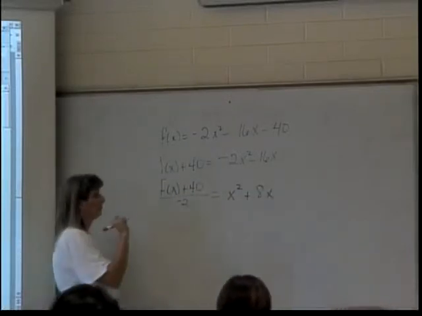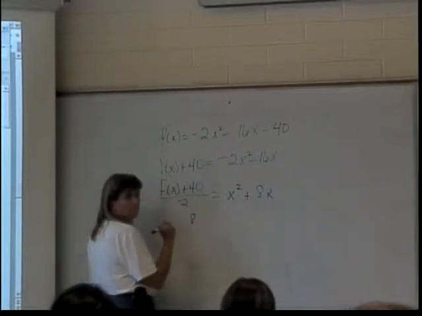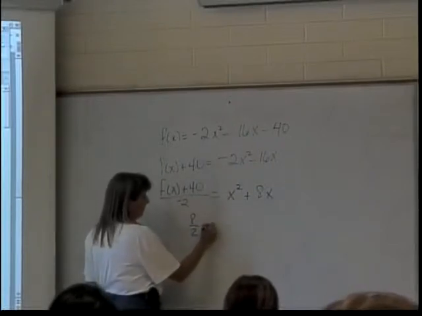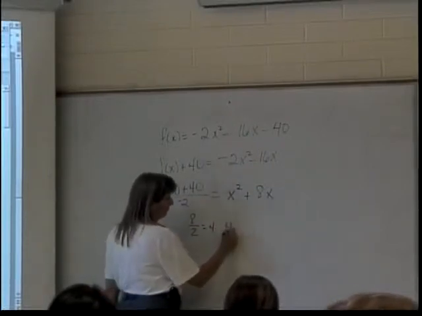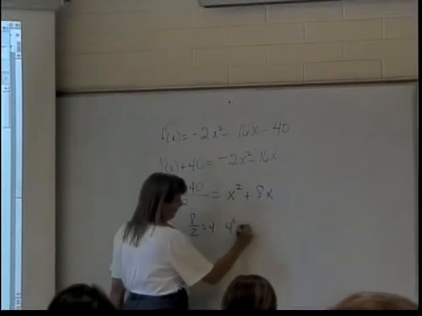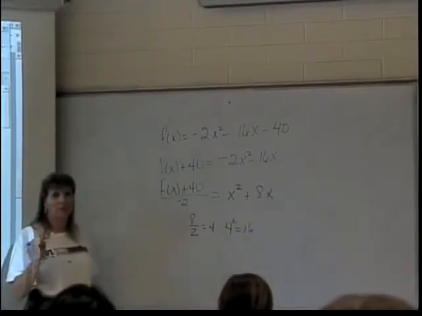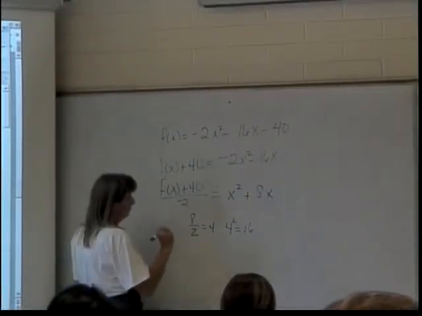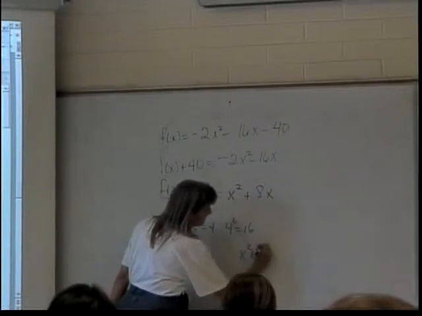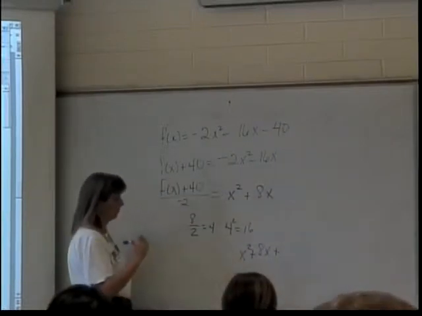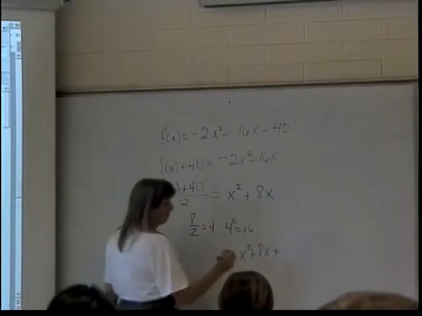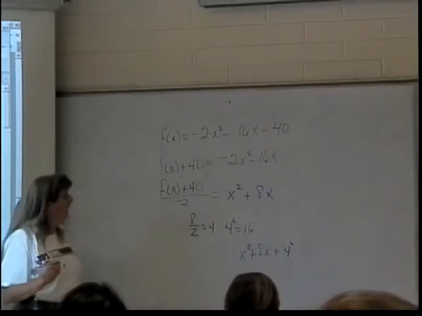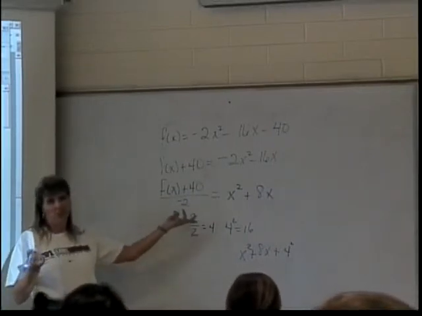Okay, now what? Then you put 8 over 2, and that equals 4, and you raise it to 2. That's 16. And you put x squared plus 8x plus 8 over 2. You could just do 4 squared if you want, it doesn't matter. You can do the 8 over 2, but since it was a nice number, you might as well use the nice number.